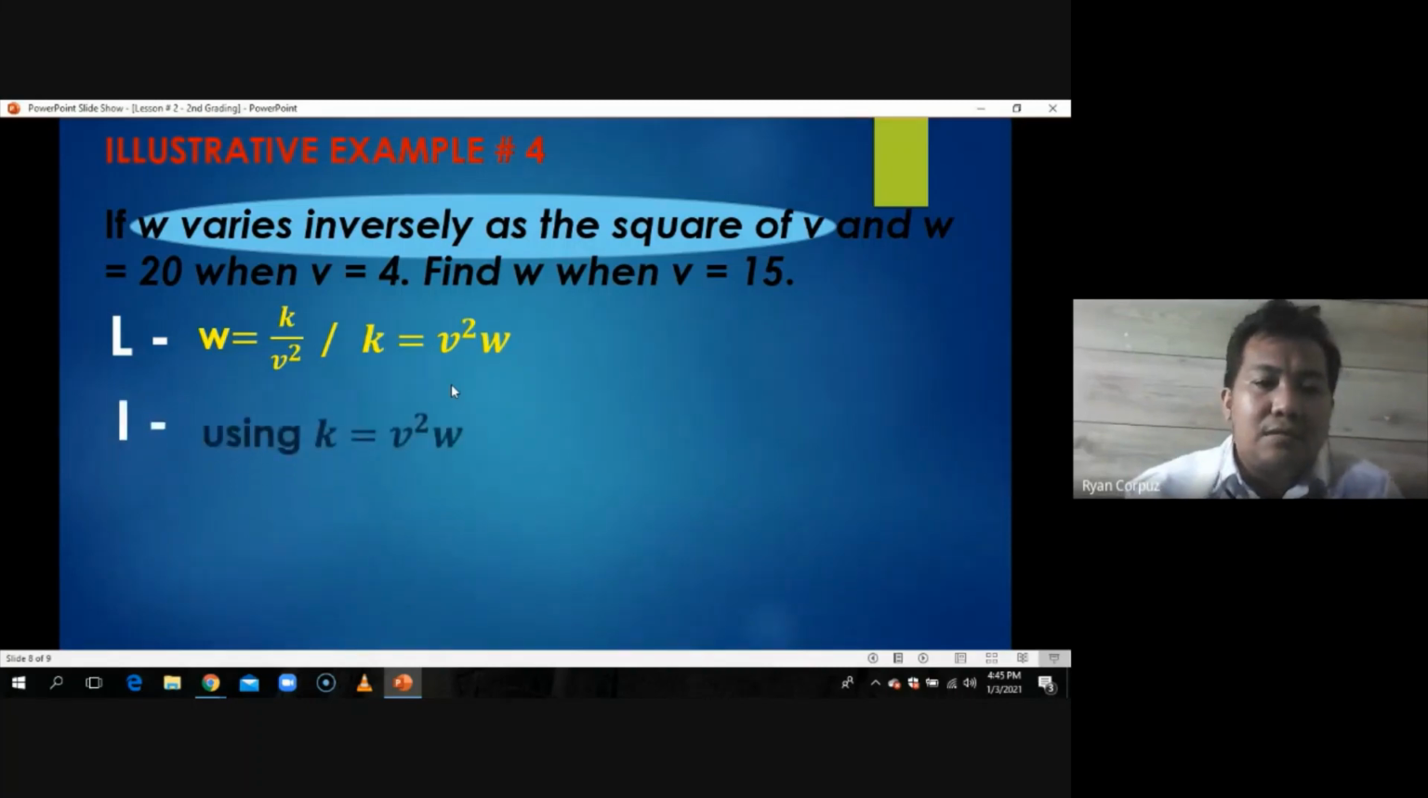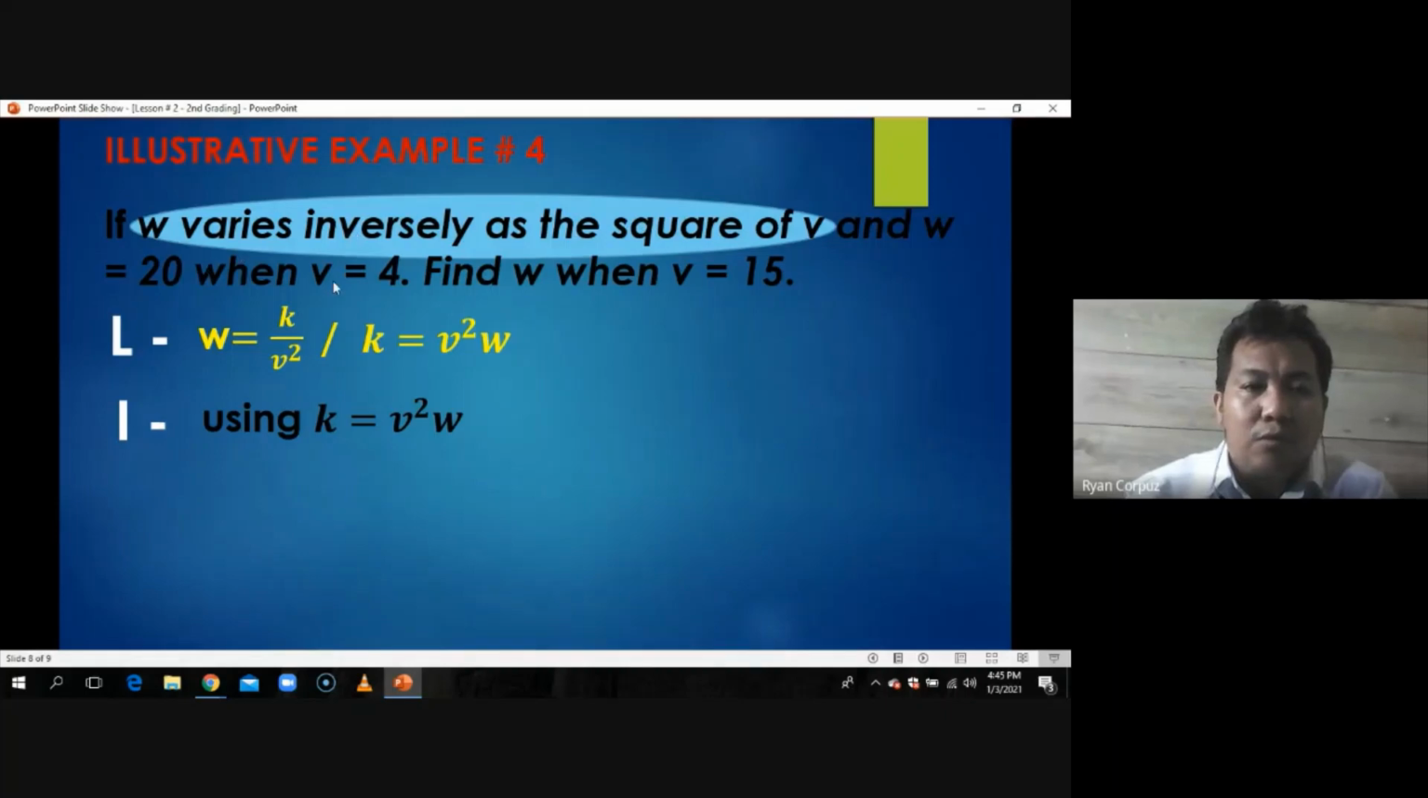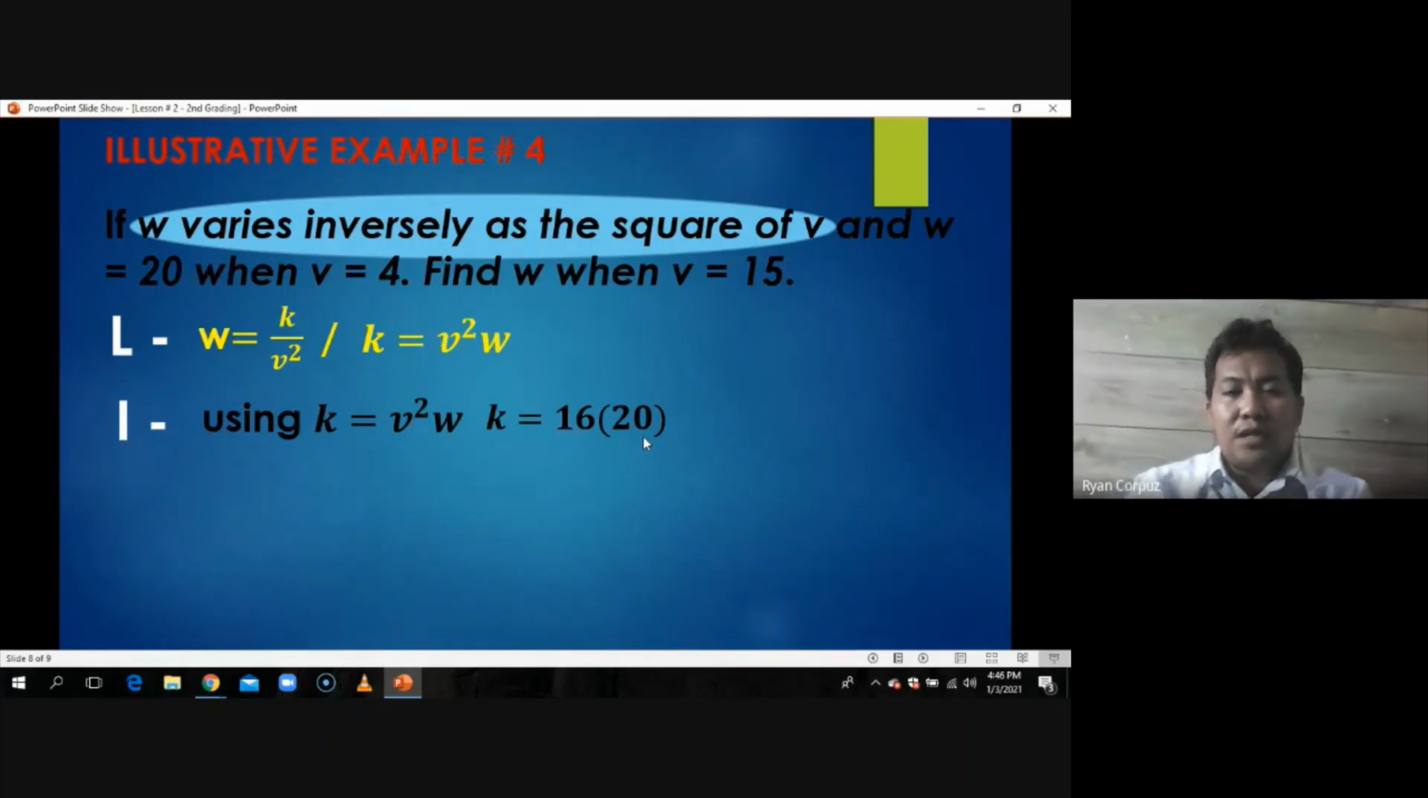Then, using K is equal to V squared W and also using the complete values of W and V in the problem, let's find the value of K. V is 4. So V squared is 4 times 4, that would be 16, times W, which is 20. We have 16 times 20, which is equal to 320.